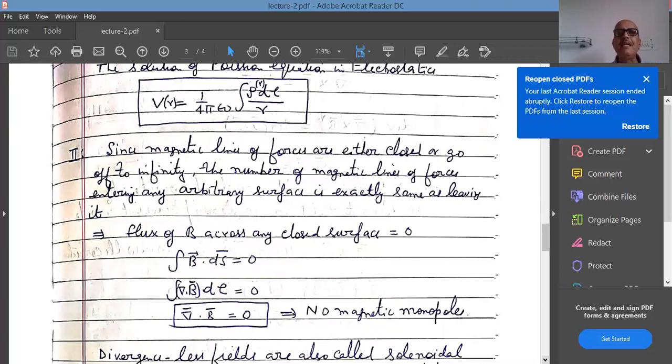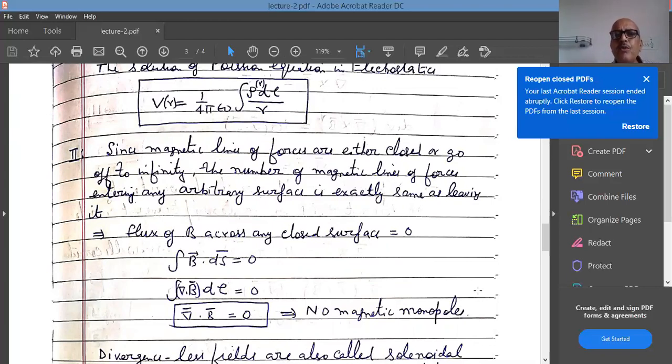So therefore, if you consider any arbitrary surface anywhere near or away from the magnet, the number of magnetic lines of forces entering the surface will be the same as the number of lines leaving the surface. So that means a net flux associated with any surface element will always be equal to 0. That is why I have written that flux of B across any closed surface is equal to 0. So mathematically, if you break that closed surface into small elements and calculate, the integration over the whole surface B dot ds will come out to be equal to 0.